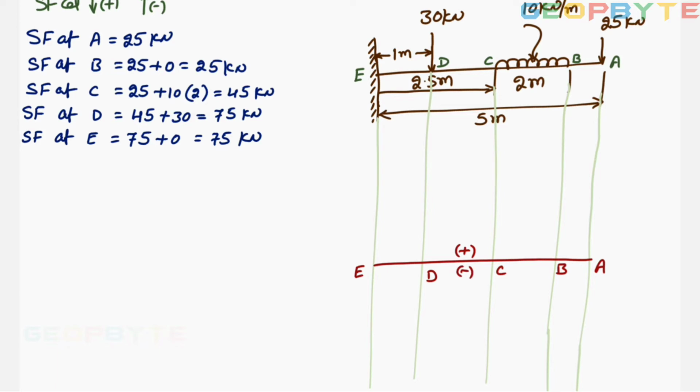SF at A is 25 kilonewtons. SF at B is also 25. SF at C is 45 kilonewtons. SF at D is 75 kilonewtons, and SF at E is also 75.